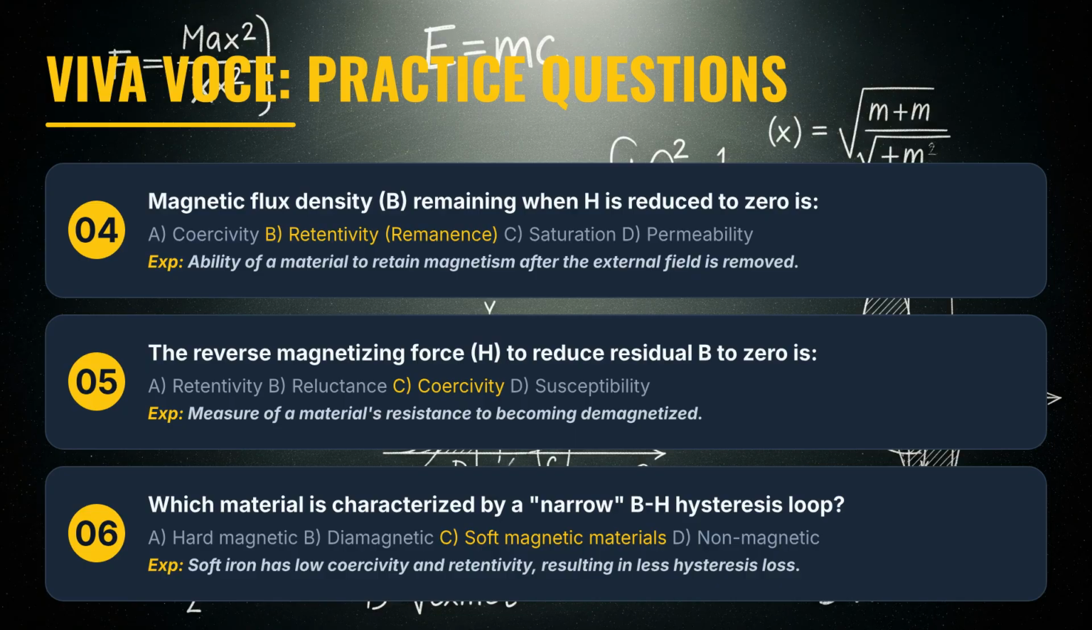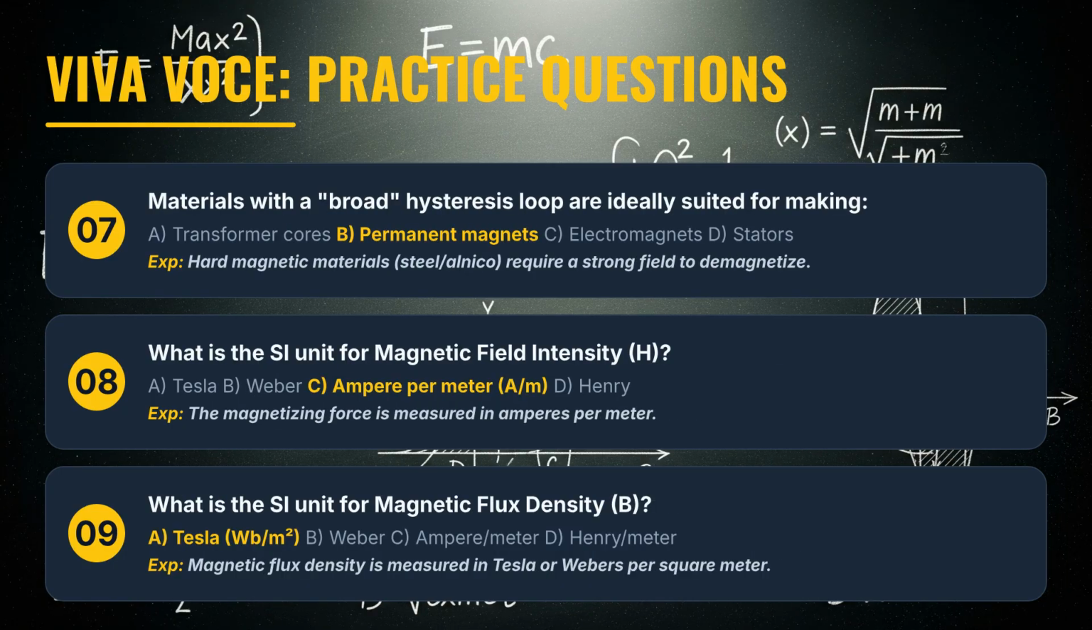We repeat the practice questions for reinforcement. Retentivity is the magnetic flux density remaining when H is 0. Coercivity is the reverse magnetizing force needed to remove residual magnetism. Soft magnetic materials have a narrow BH loop, resulting in less hysteresis loss. Materials with a broad hysteresis loop are used for permanent magnets, as they require a strong field to demagnetize.